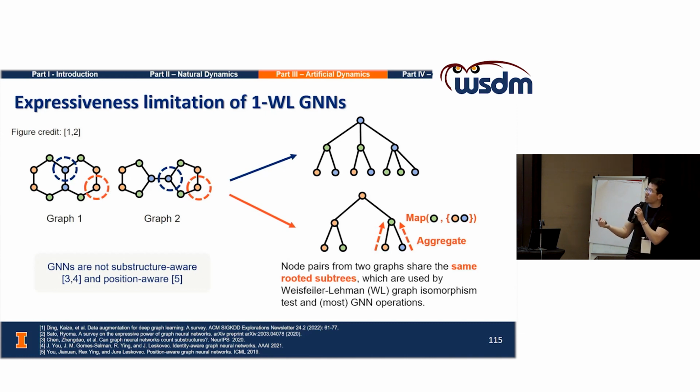Given this in mind, some follow-up work proposed that graph neural networks are not substructure aware, which is just what we mentioned: they are of different structure, but get the same graph representations from graph neural networks. And some work even proposes that graph neural networks are not position aware, which means that nodes at different positions may have the same rooted tree. So nodes at different positions of the graph can have the same node representations, and that's not ideal for some graph mining tasks.